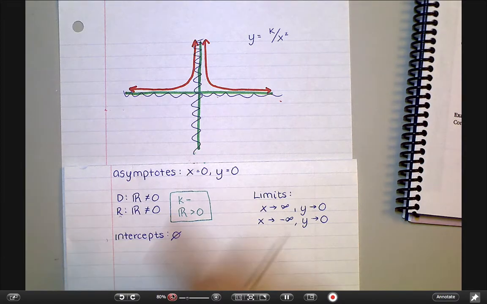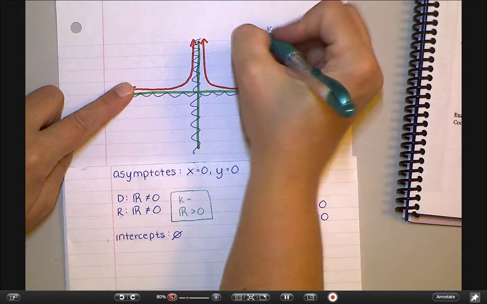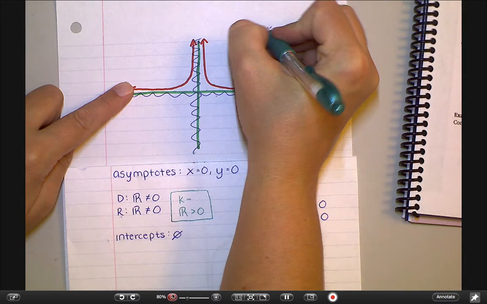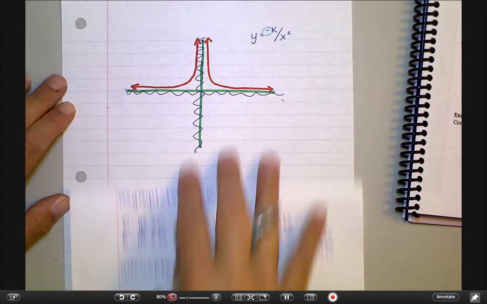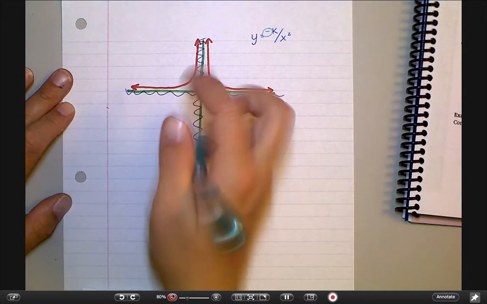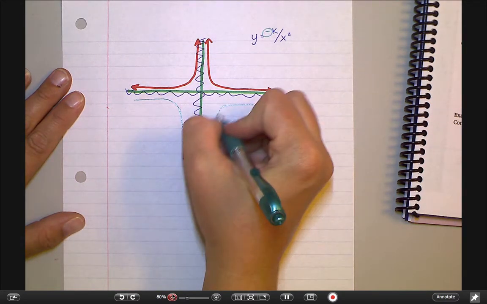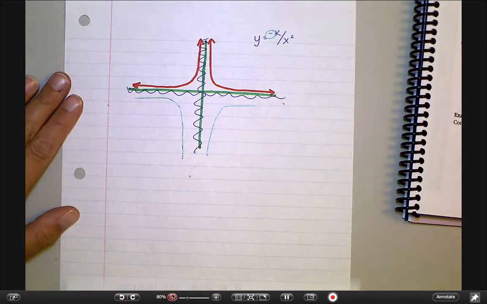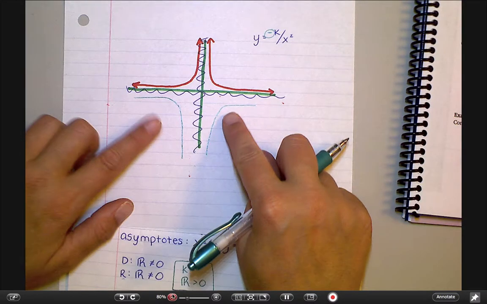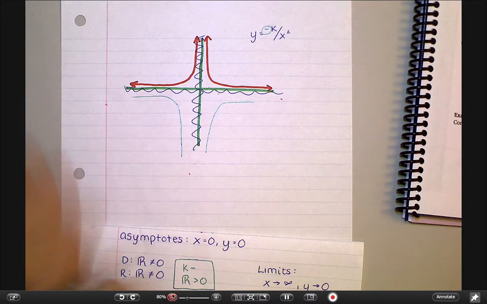By the way, if I take that k over x squared and I make my k value negative, just like with all the other graphs, what it's really going to do is flip this thing upside down. So it's going to give you side-by-side ones, but they'll be down here. I'm going to kind of leave it to you to figure out how all that information applies to your table.